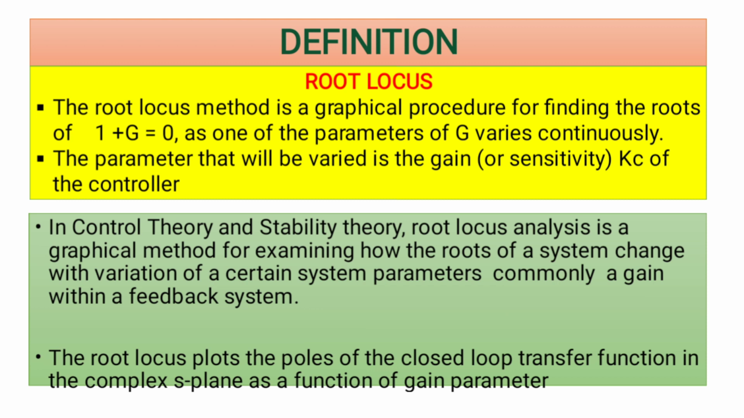In control theory and stability theory, the root locus analysis is a graphical method for examining how the roots of a system change with variation of a certain system parameter, commonly a gain within a feedback system. The root locus plots the poles of the closed loop transfer function in the complex s-plane as a function of the gain parameter. That is, the root locus is a plot of gain versus poles in the complex plane.